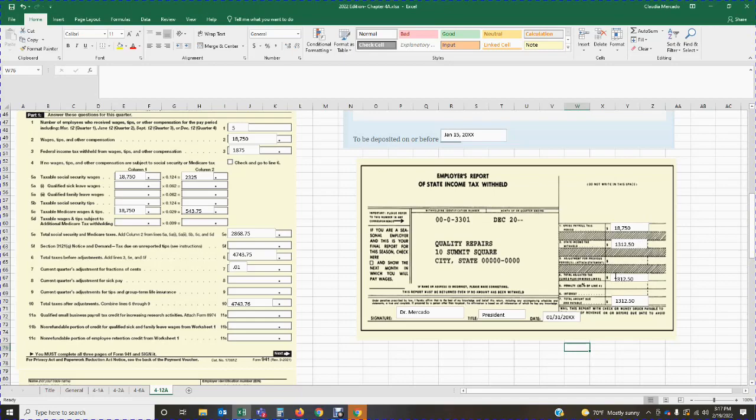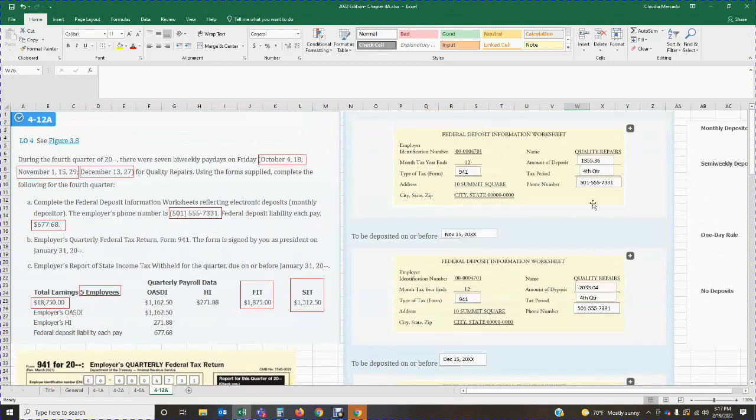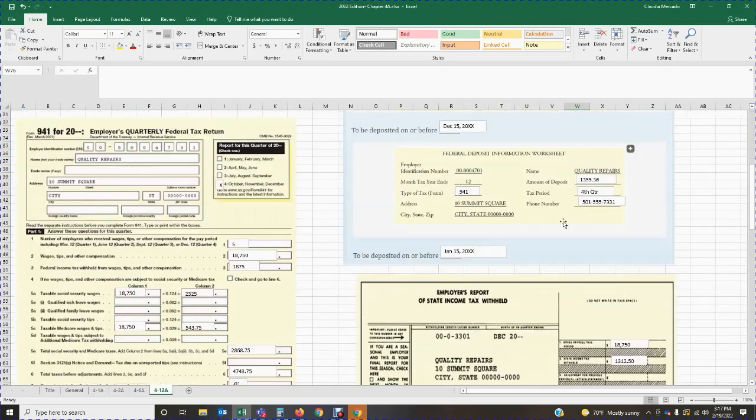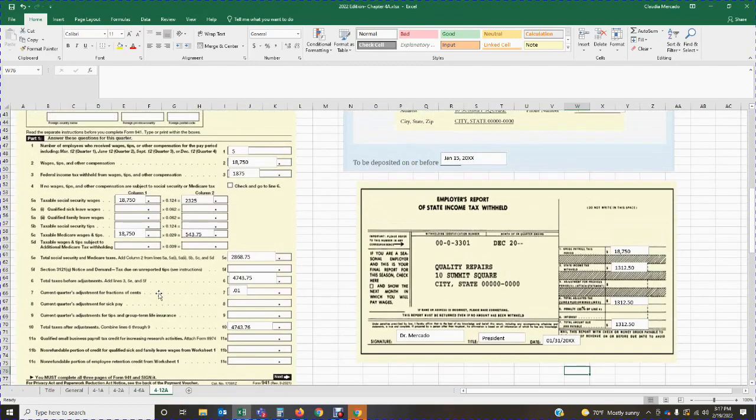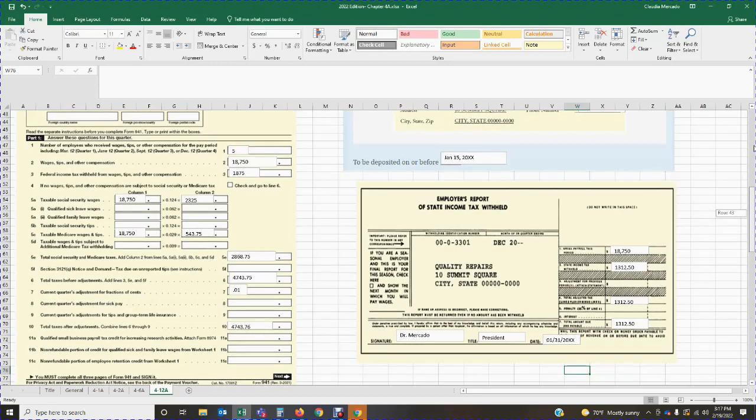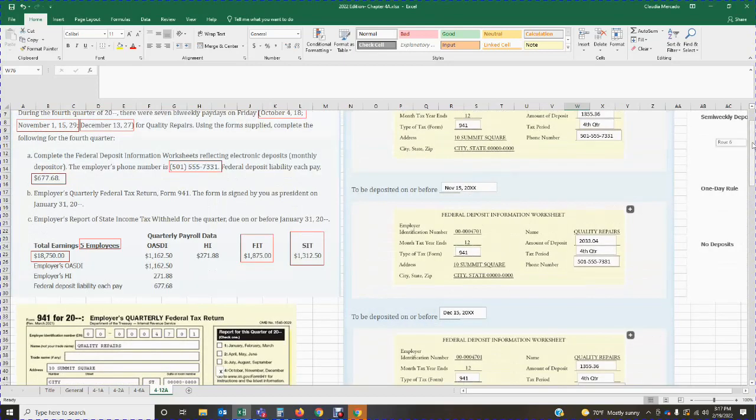As you can see, we have a lot of forms. We've got our worksheets. We've got our completed 941. And then we have our employer's report of state income tax withheld, which we also completed. Like I stated when I started the lecture, you will see something like this on your test. So be very comfortable and familiar with what you have to do in each of the forms or worksheets. So this is the end of problem 412A.